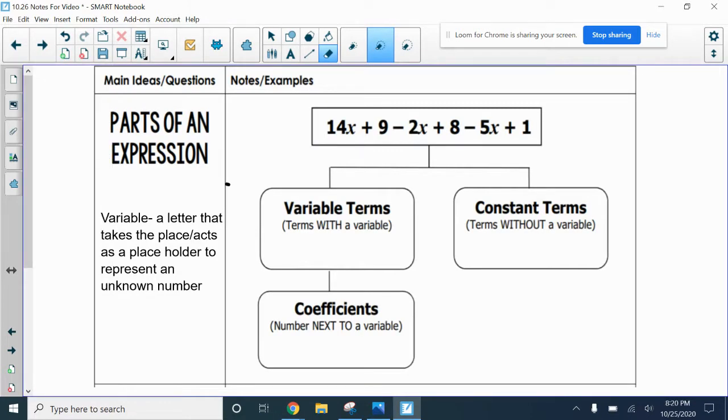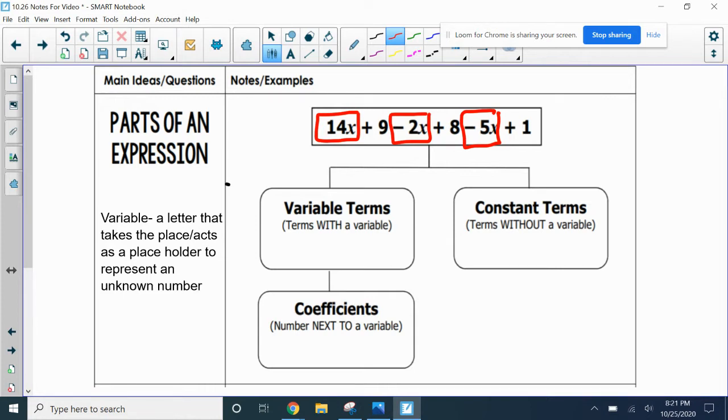So our parts of an expression, I added in a variable. Because if you don't know what a variable is, it's going to be really hard to determine what a variable term is. So a variable is a letter that takes the place or acts as a placeholder to represent an unknown number. So our variable terms are just our terms that have a variable in them. So we have 14x, we have negative 2x, and we have negative 5x. And in this case, our variable itself is x because the letter is x, and that's taking the place of a number that we do not know.